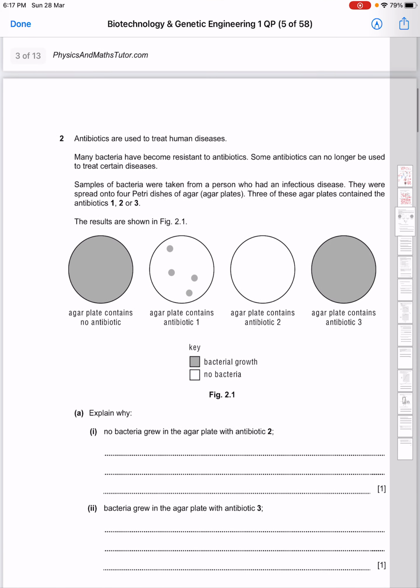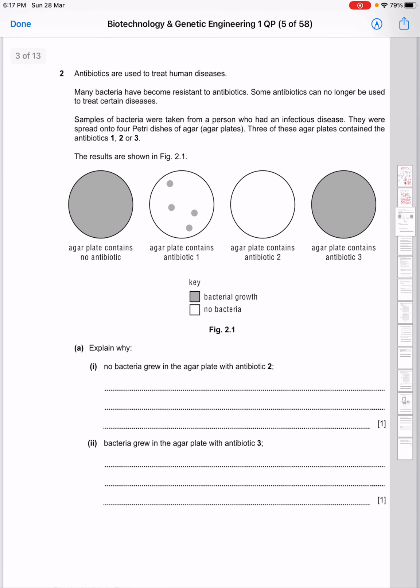Let's move to another question. Also, this question is kind of challenging for many students, that's why I'm going to do it as well. Antibiotics are used to treat human diseases. Now, many bacteria have become resistant to the antibiotic. That's a hot topic that is very prevalent nowadays. Some antibiotics can no longer be used to treat certain diseases because bacteria are getting resistant.